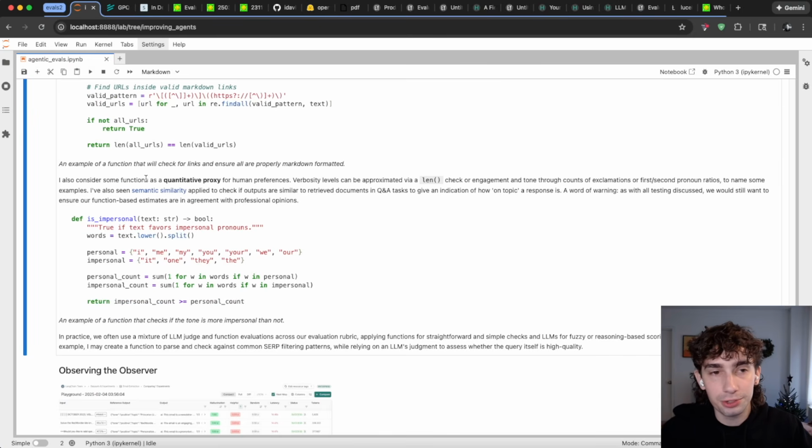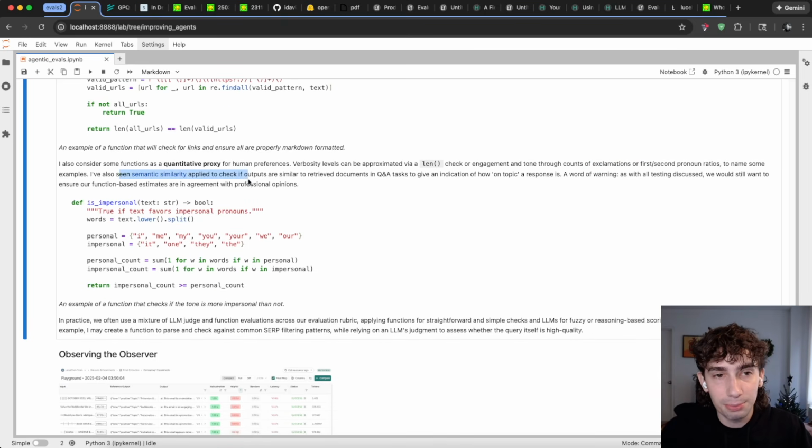I've also seen functions being used as something that I call a quantitative proxy for human preferences. Essentially, a function that can represent effectively a qualitative feature that is being desired. For example, something like verbosity levels can be approximated by checking the length of the output, or we can do things like check engagement or tone through counts of exclamations or the use of first second pronoun ratios.